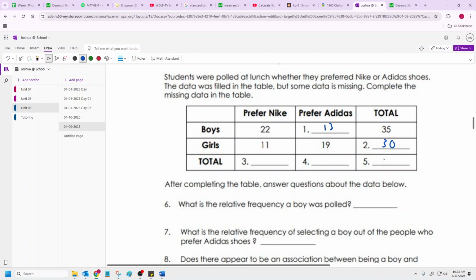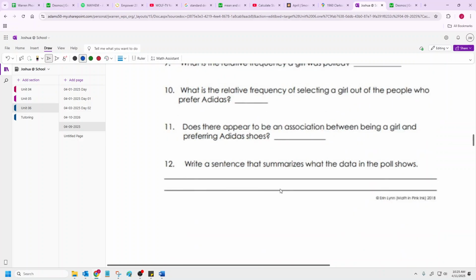35 plus 30 gives us 65. Look up here, up and down. Let's add this. 22 plus 11 gives me 33. 13 plus 19 gives me 32. Check your work. Does 33 plus 32 equal 65? Yep. Does 35 plus 30 equal 65? Yep, you did it. So the rest of these questions you can do on your own.